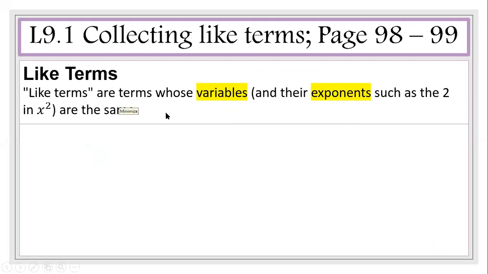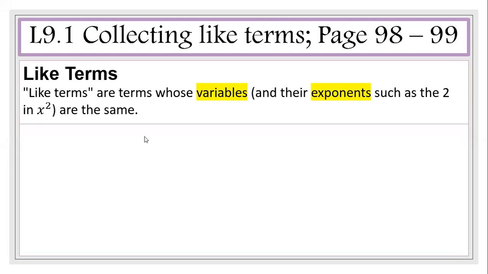Like terms are terms whose variable and exponent are the same, exactly the same. So I have two conditions. The variable should be the same and the exponent should be the same. The exponent is the power. In x squared, what's the exponent? 2. What's the variable? X. Okay, so if I want to say that two terms are like terms, they should have the same variable with the same exponent.